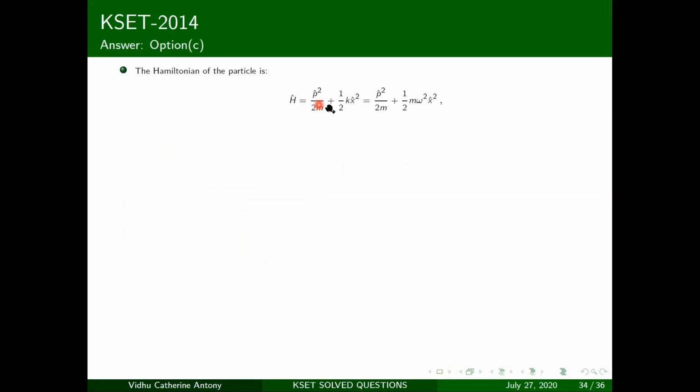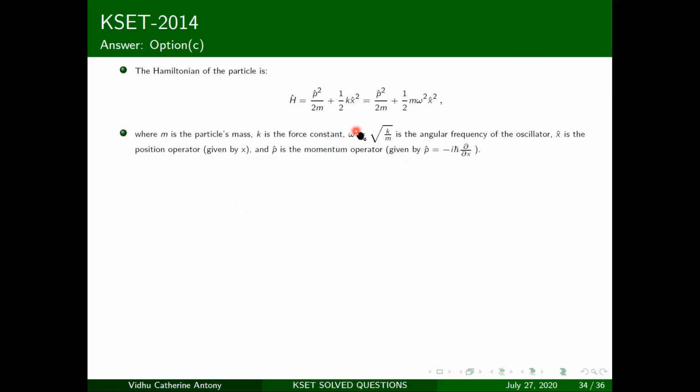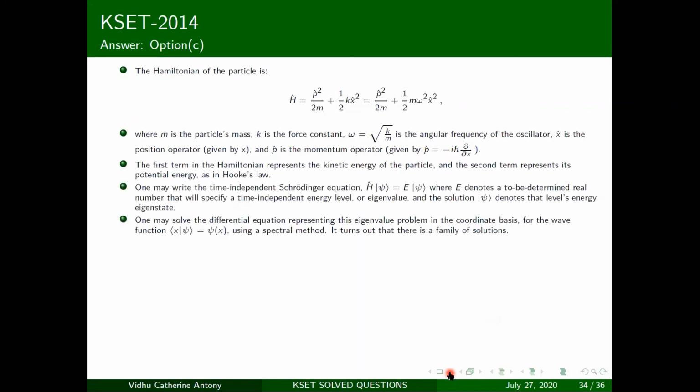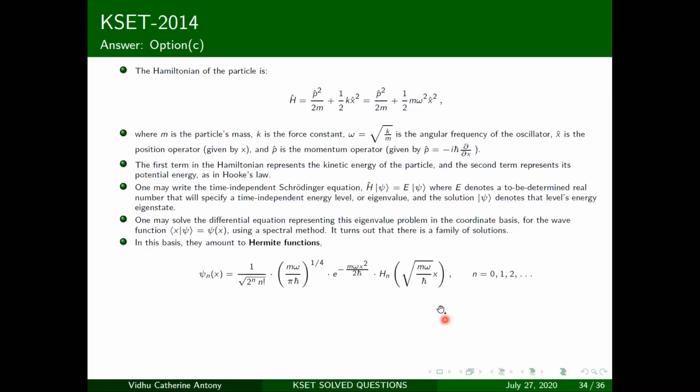So you have your p squared divided by 2m plus half kx squared and all that. So there you have your force constant k and you have an angular frequency omega and all that. Okay, so I think you're very well familiar with your momentum operator by now. And the thing is that this kind of solution that you have, psi, can be written in terms of your Hermite functions.